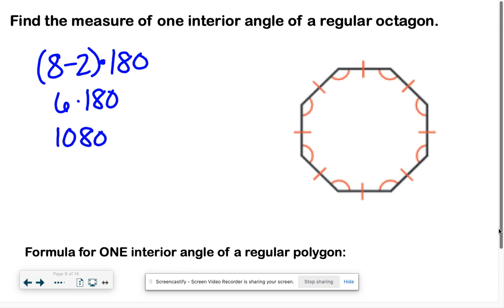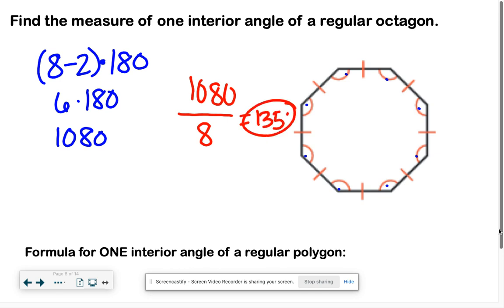1,080. I agree. So now all of these in here have to add to 1,080, but they're all the same number. So what do we have to do to that 1,080 to figure out what one angle would be? Divided by 8. Yeah, divided by how many angles we have. So 1080 divided by 8 gives us what, folks? 135. So every angle in here is the exact same.